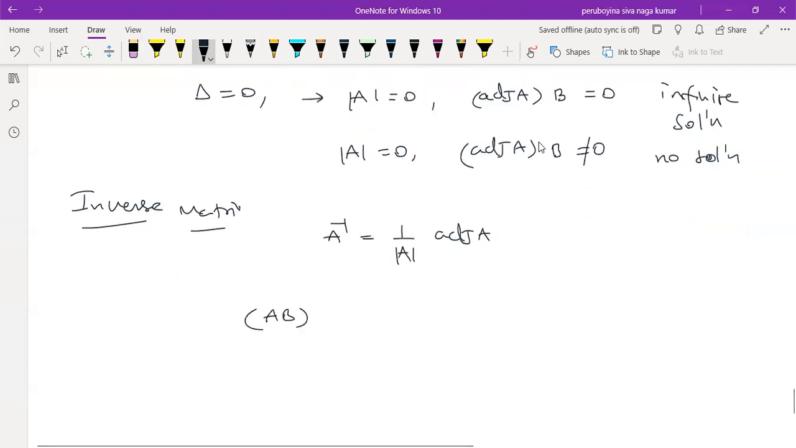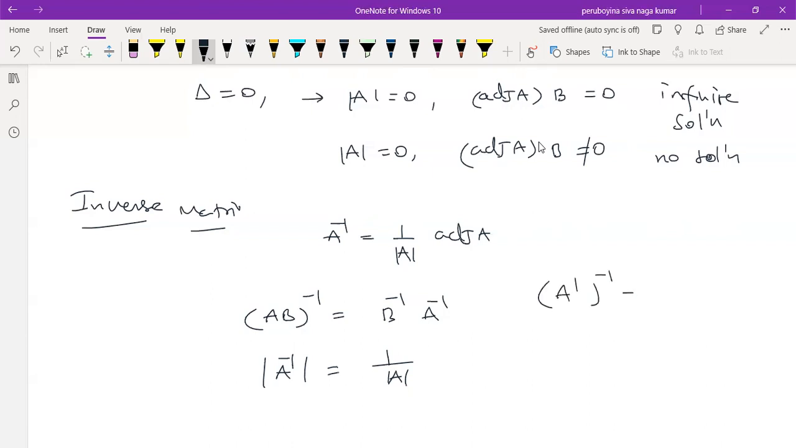Take two matrices A and B: (AB) whole inverse is defined by B inverse A inverse. And the determinant of A inverse will be 1 by det A. These are the main important formulas. And also if a transpose is there and whole inverse is applied, we get (A inverse) whole transpose.